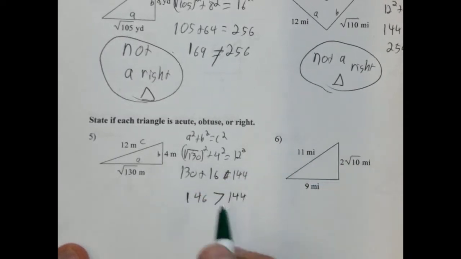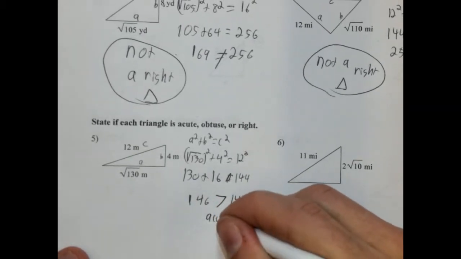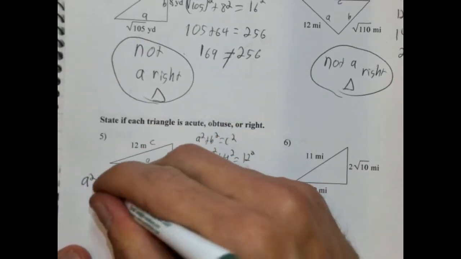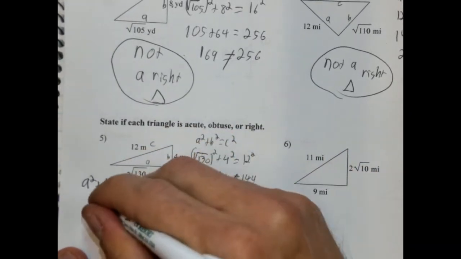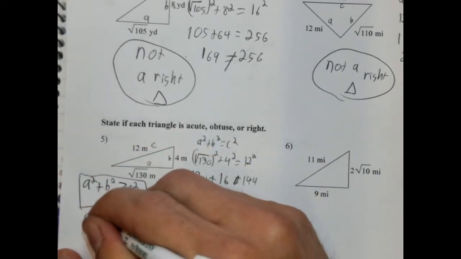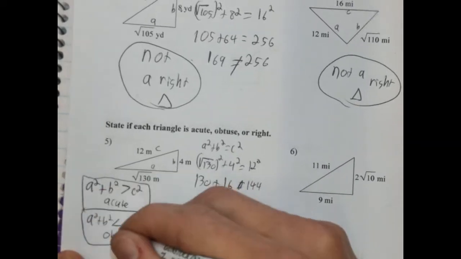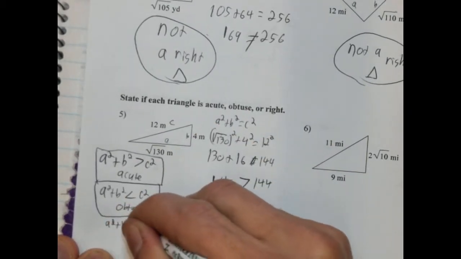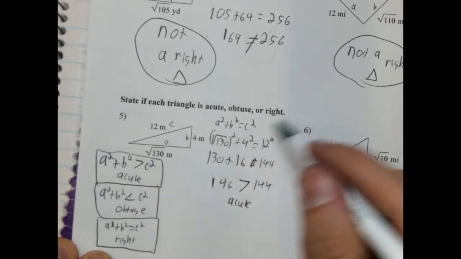Okay, so here's the deal. The a squared plus b squared is larger. Therefore, it's acute. I'm going to write a little note here to make it easier for you. This is from your notes in 5-1: if a squared plus b squared is larger than c squared, it's acute. If a squared plus b squared is less than c squared, it's obtuse. And if a squared plus b squared equals c squared, it's a right triangle. So as long as you know these things, you can answer these questions.